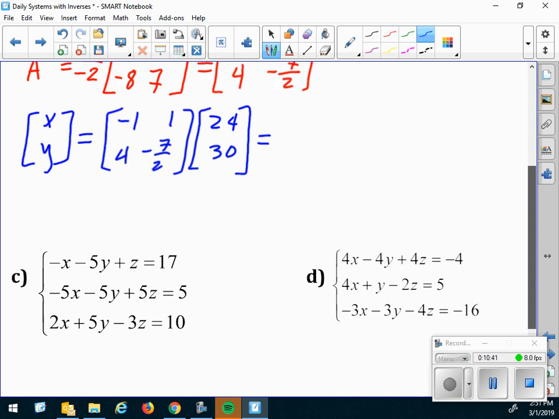Now again, if you need support from your calculator for arithmetic, that's fine. Let's multiply. What are the dimensions of my answer? Good, it's a 2 by 1. Row 1, column 1: -24 plus 30 is, good.